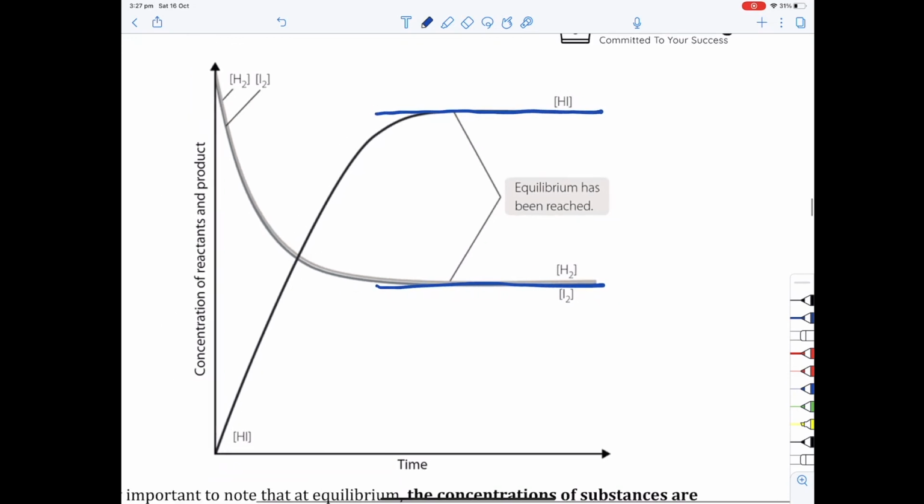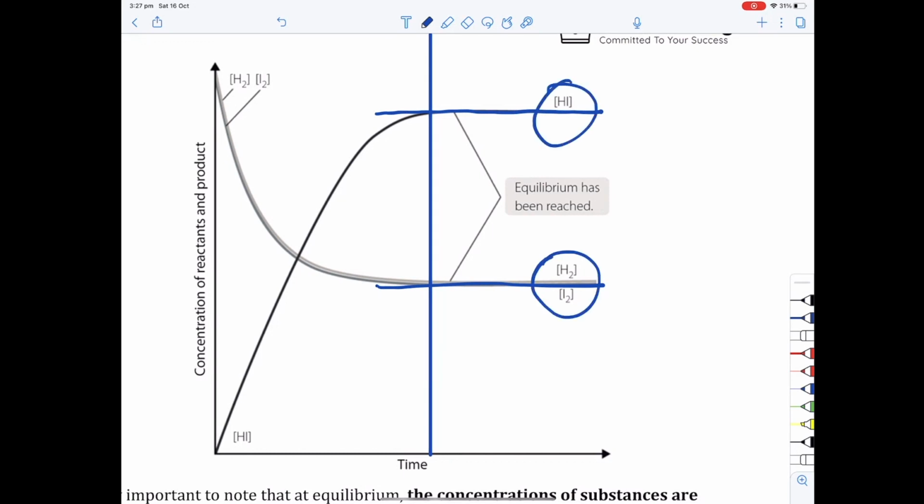So this is a concentration time graph. And what you will notice is that the system, when it reaches equilibrium, the concentrations become constant. Are they equal though? Have a look at this. They're not equal by any means at all, okay? And the only reason hydrogen and iodine are even equal is because they had the same initial starting concentration.